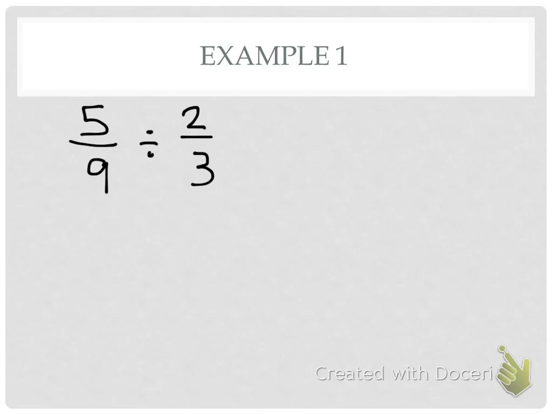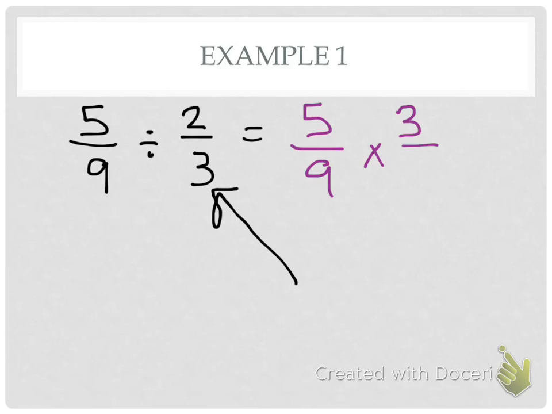Now, the first step when you're dividing a fraction is to do the reciprocal of the second fraction, meaning you always flip your second fraction. So that becomes 5/9, and once you do the reciprocal, you are now multiplying it, times 3/2. Do you see how I flipped it? It was 2/3, and now it's 3/2.